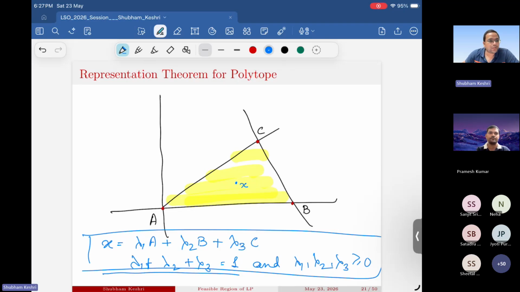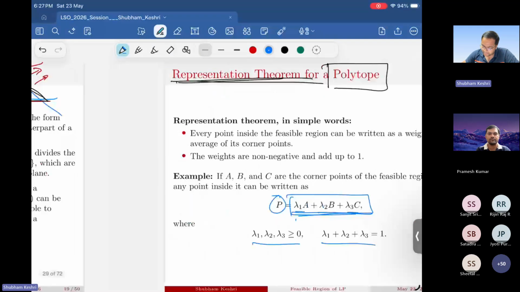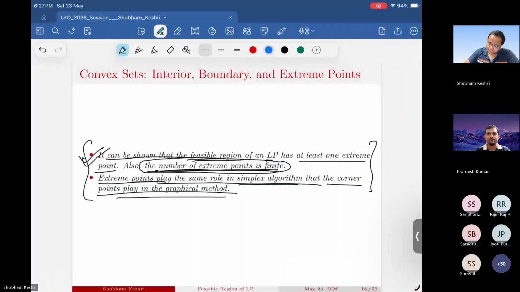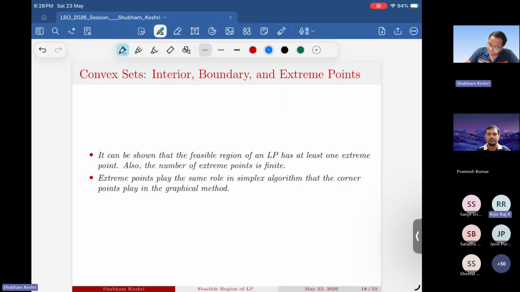So there is one more hand up. You can just unmute yourself and ask. Sir, I had a doubt regarding one point you mentioned earlier. For a polytope, there are a finite number of extreme points, right? Yes, there are a finite number of extreme points. In 2D, assume my feasible region is a circle. In that case, do we have extreme points there? Okay. So you're saying your feasible region is a circle.